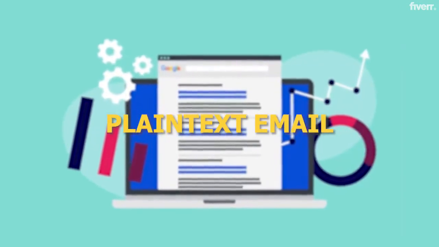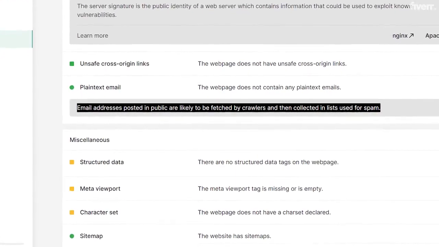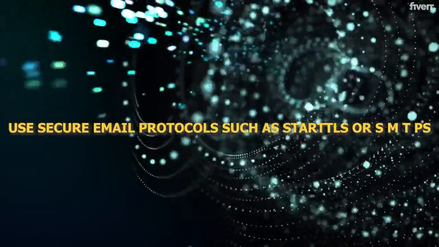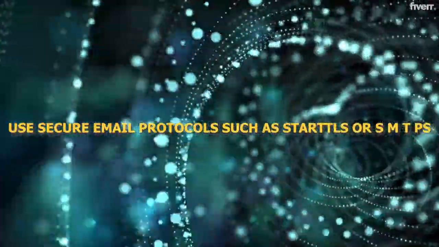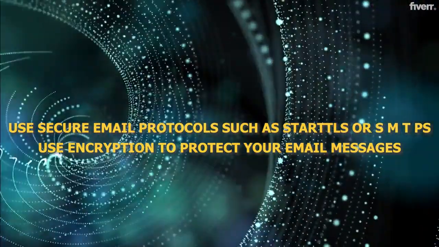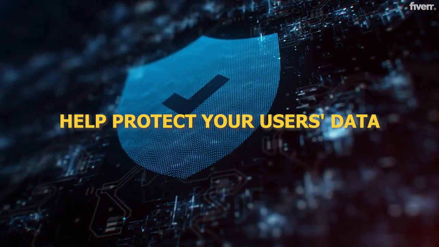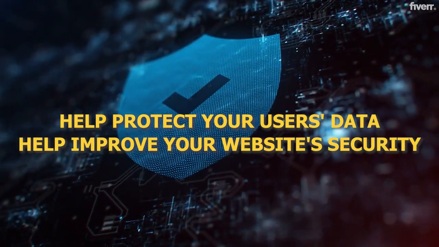Plain text email. Plain text email is insecure and can be intercepted by attackers. To optimize email, use secure email protocols such as STARTTLS or SMTPS, and use encryption to protect your email messages. Using secure email protocols and encryption can help protect your users' data and improve your website's security.